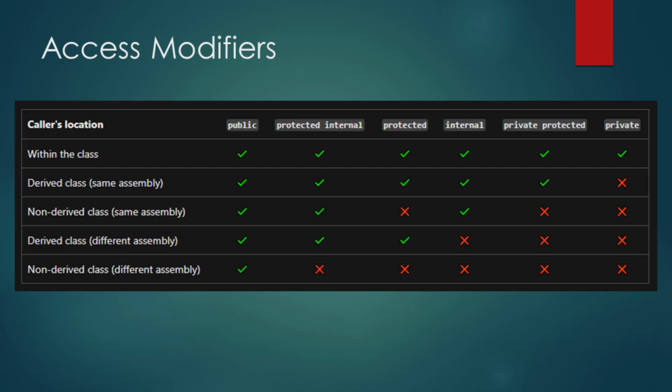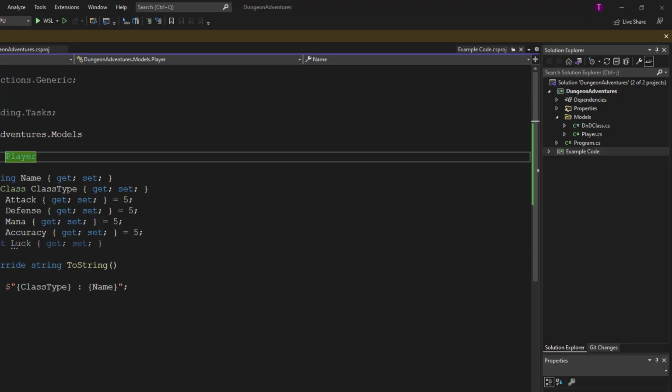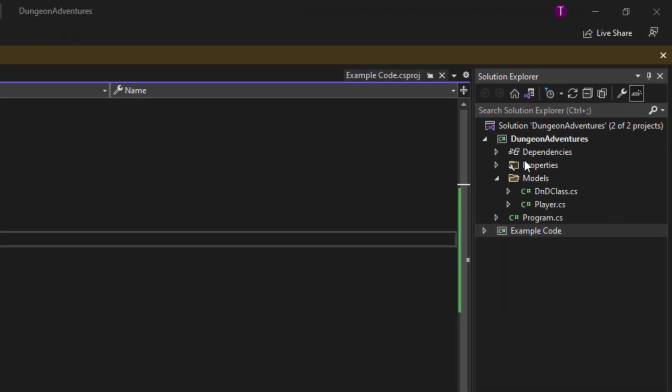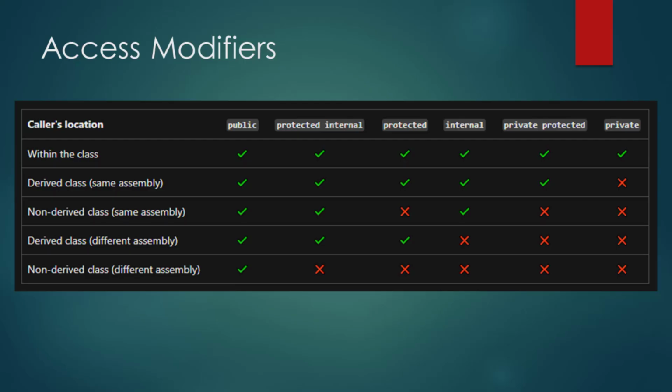Then we have internal, which means that a value can be accessed by any code inside the same assembly, but not in another assembly. In essence, the code can be accessed from inside our Dungeon Adventurers project, but if we create another project like the example code project, it won't have access to the internal code of Dungeon Adventurers because it is external to that project.